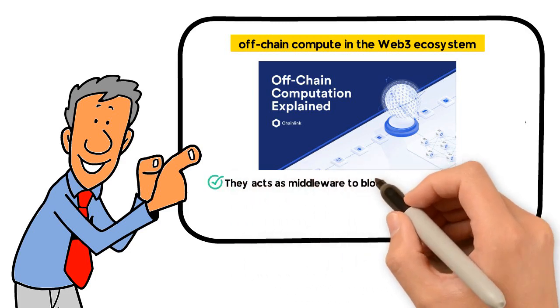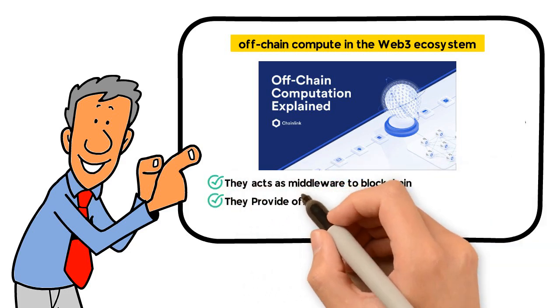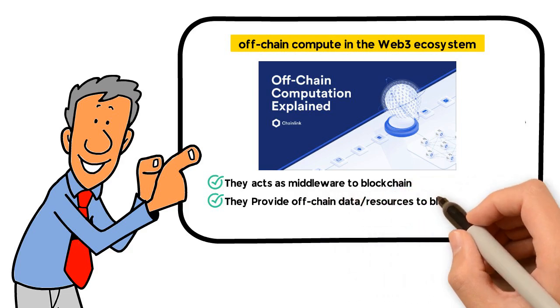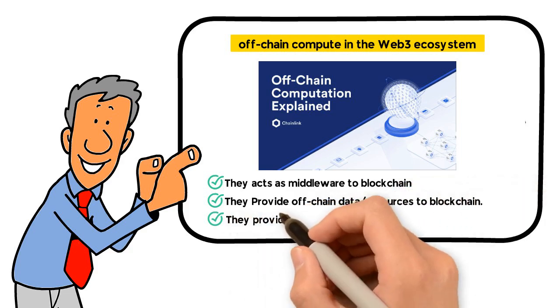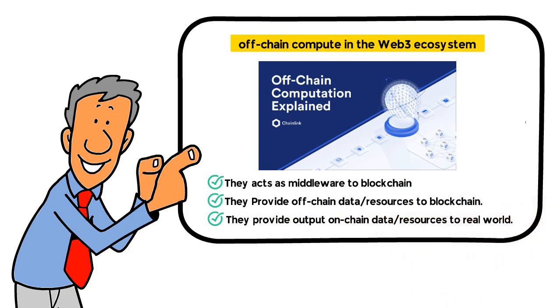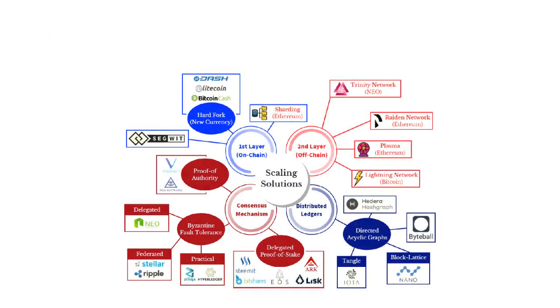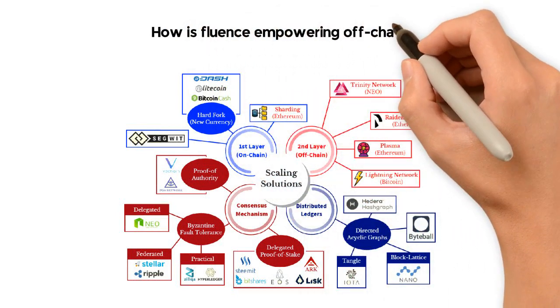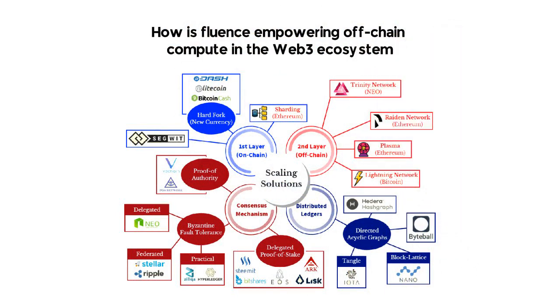So here are some of the importance. 1. They act as middleware to blockchain. 2. They provide off-chain data and resources to blockchain. 3. They promote outputting on-chain data resources to the real world. Now let us see, how is Fluence empowering off-chain compute in the Web3 ecosystem?